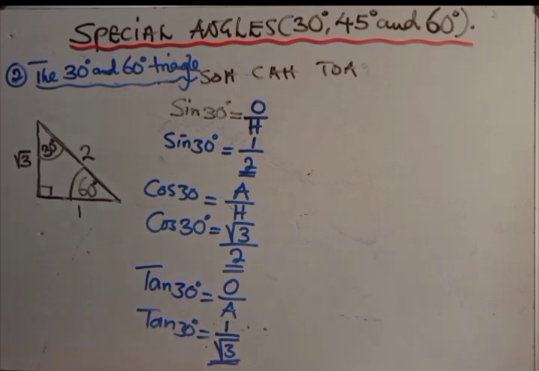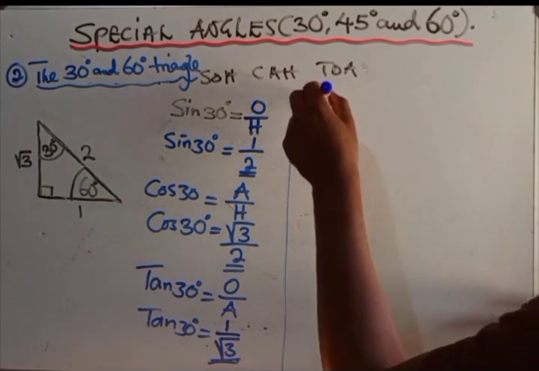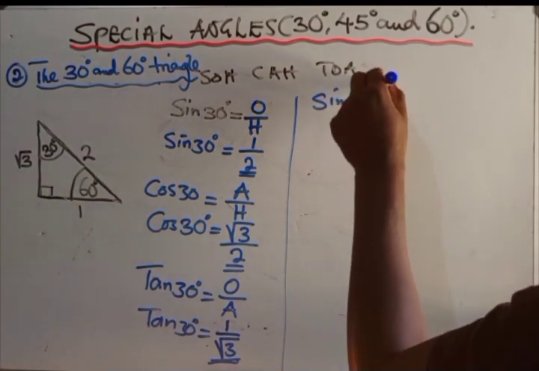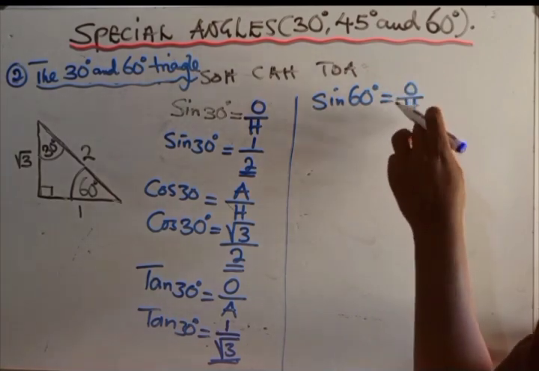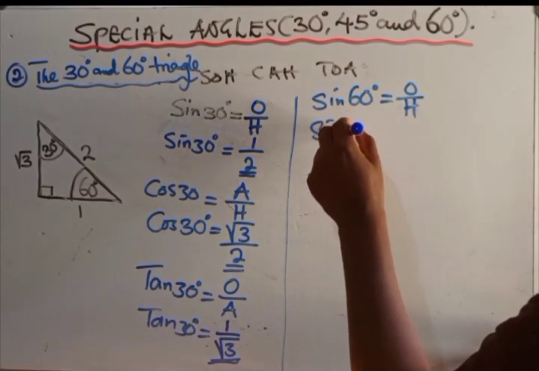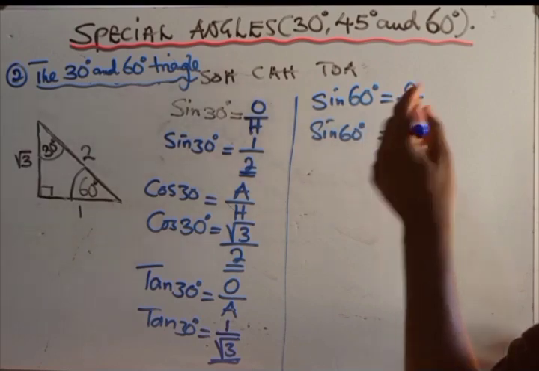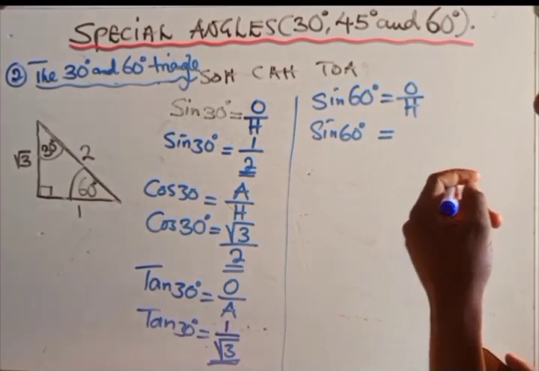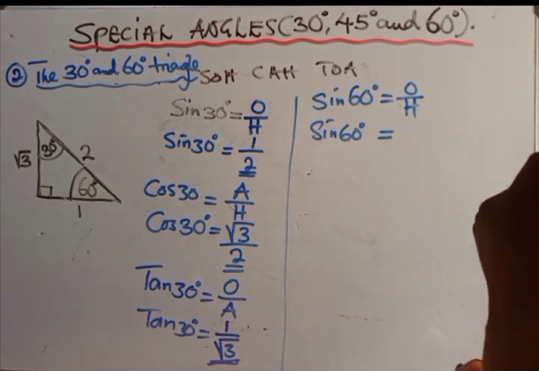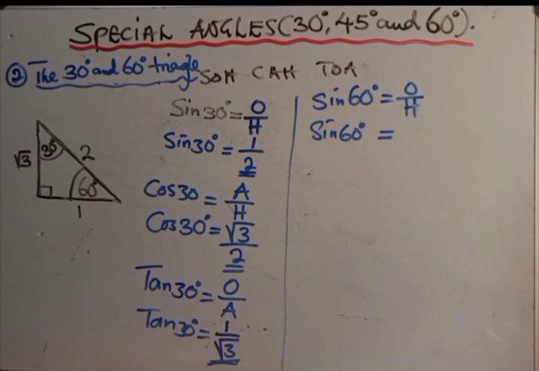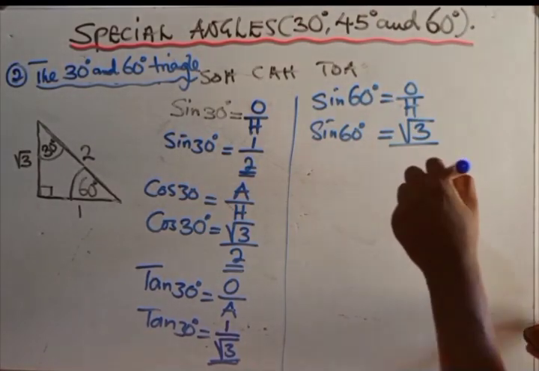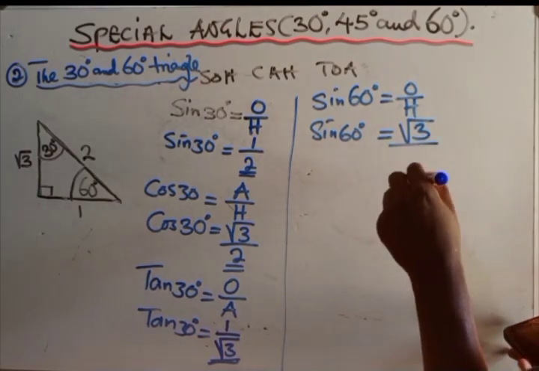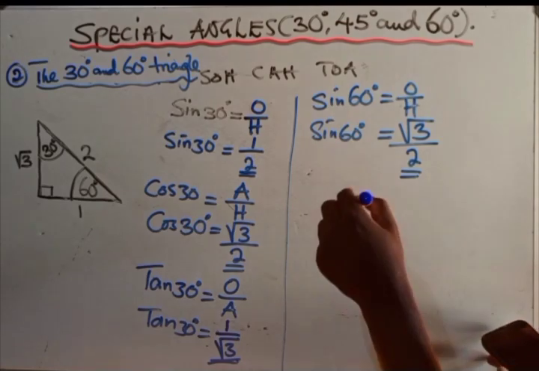Now we go to 60. Sin 60 degrees is equal to opposite over hypotenuse. Which side is opposite to 60? The side opposite to 60 is the root of 3, I mean the side, not the angle. The root of 3 over hypotenuse, which is 2. We have passed there.